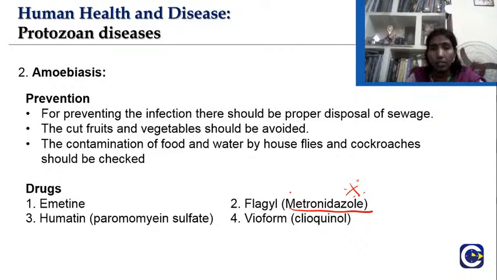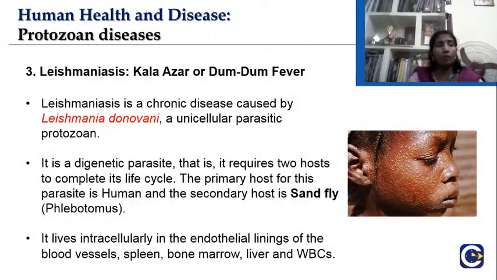I hope you all understood. Okay, shall we move to the next slide? Then we have what we call leishmania.